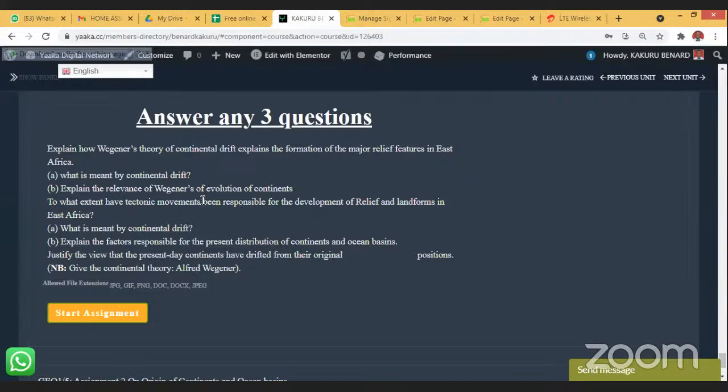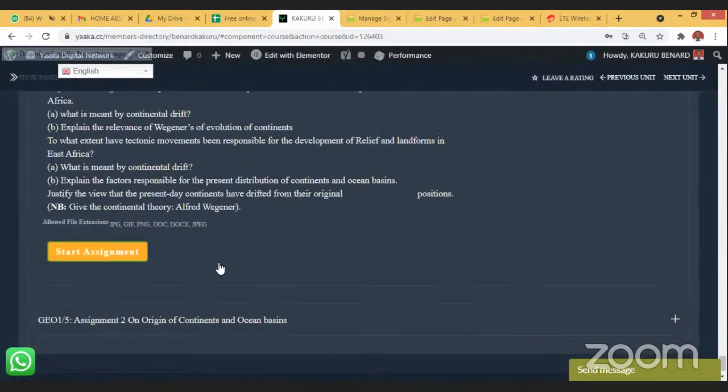To what extent have tectonic movements been responsible for the development of relief and landforms in East Africa? What is meant by continental drift? Explain the factors responsible for the present distribution of continents and ocean basins. These ones are the theories. Then justify the view that the present day continents have drifted from their original position. And B, the continental drift, that is, you have to give Alfred Wegener. So now when you reach here, you say start assignment. When you start assignment, you can write these theories either on the computer, or in the books, take pictures, and then upload everything here.